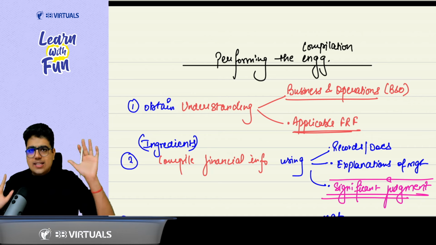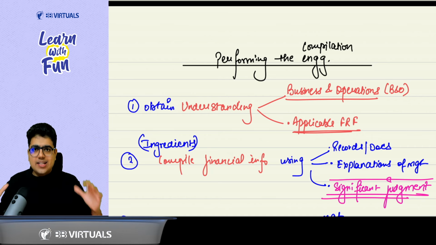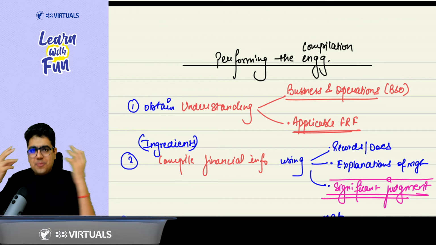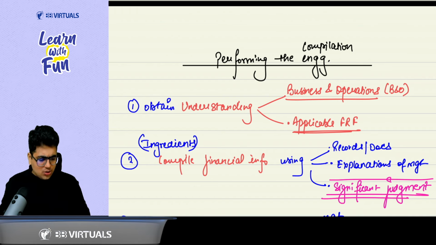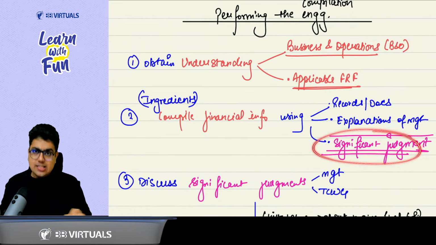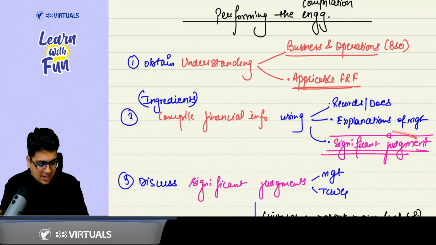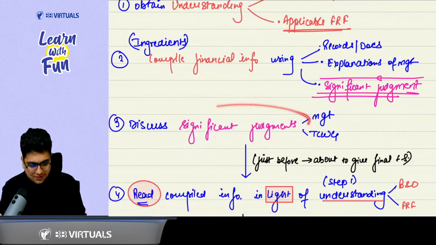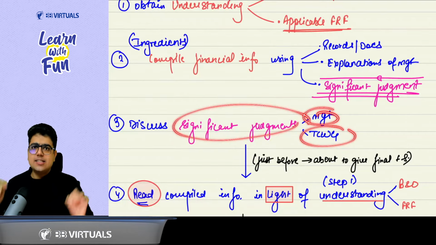Once you are done with the understanding, start preparing the dish. For this dish of financial statement, you need some ingredients: accounting information, information and explanations, records and documents. And you also need what? Significant judgment. Very important. Since significant judgment is very important, discuss it, understand it better. So discuss the significant judgments with the management and TCWG.